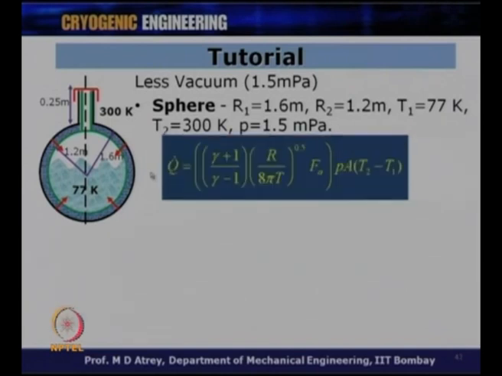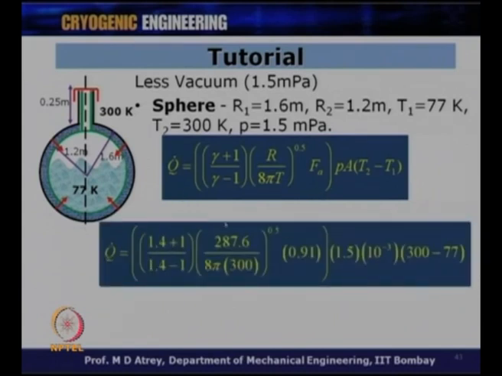So, now I can calculate my Q because of free molecular conduction, put all the values over here. I know all the values: put the value of Fa, put the value of pressure, which is 1.5 MPa, put the value of area, and I get T2 minus T1 over here. By getting all these parameters, I will get Q equal to 0.356 watts, which is much less than even the radiation heat transfer when we have vacuum alone.